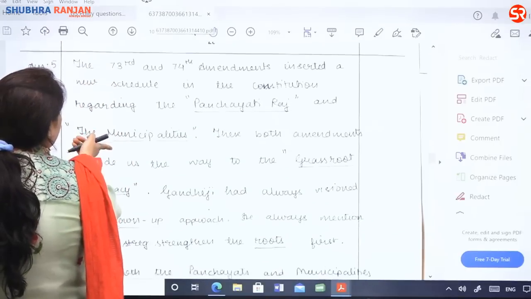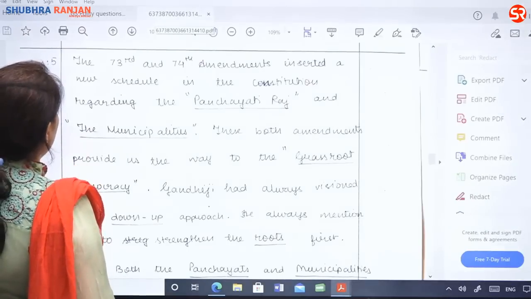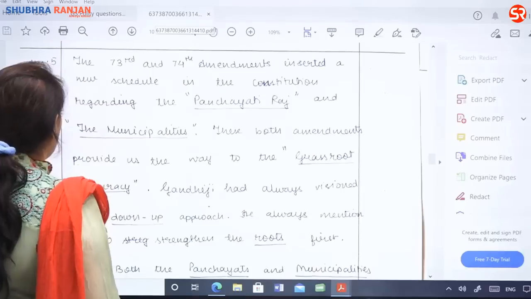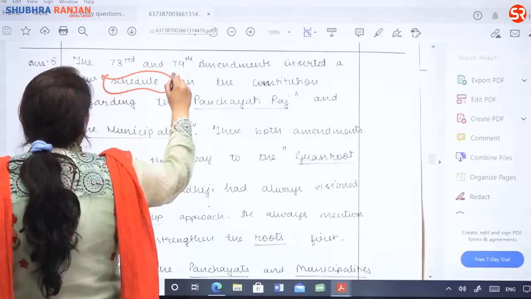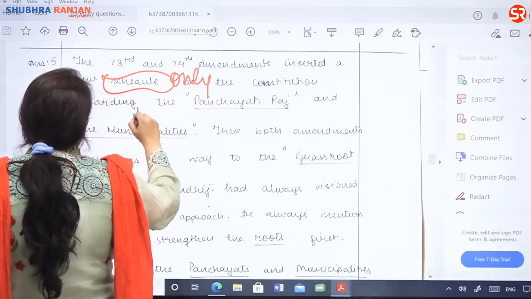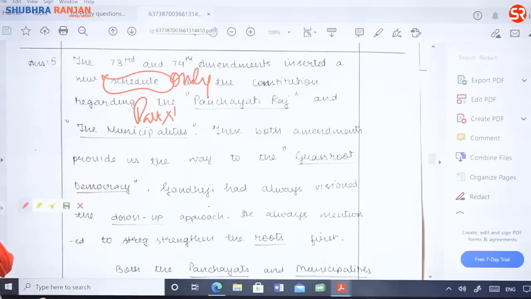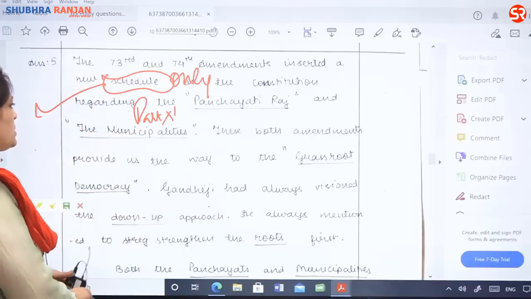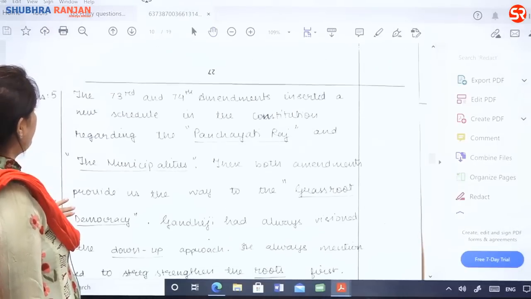The 73rd and 74th Amendment Act inserted a new schedule in the Constitution regarding Panchayati Raj. Why the new schedule only? New features in Part 9. The municipalities, so this is technically wrong in the introduction, which itself will create a bad impression. These both amendments provide us the way to grassroots democracy.